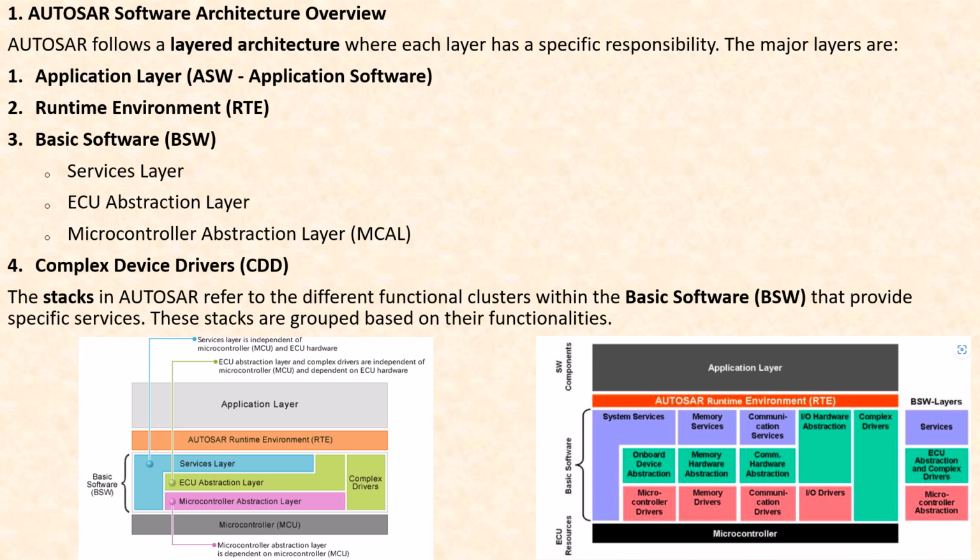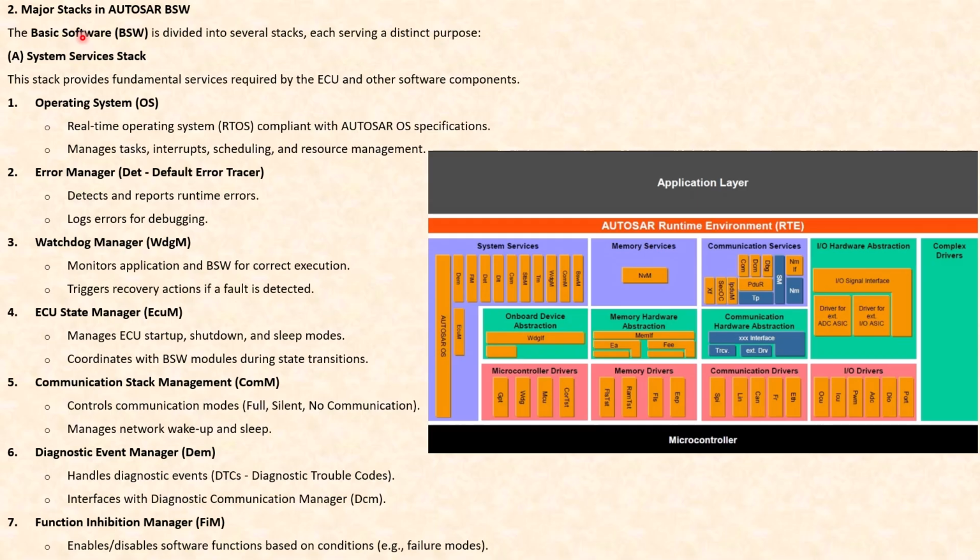Okay, so to continue further, what are the major stacks in the Autosar BSW? The basic software is divided into several stacks, each serving a different purpose. In this picture, you can see that within every stack there are further subsystems. This will give you a very comprehensive idea about how complicated Autosar is. All right, but let's try to touch upon some of the basic subsystems which are important from an ADAS perspective.